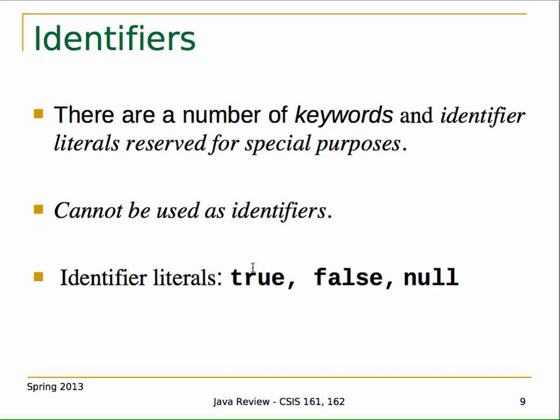Okay, and there are a number of keywords and identifier literals that are reserved for special purposes. For example, things like if. Right? You can't say int if, because if is a literal that's reserved for the if statement. So these things cannot be used as identifiers. You cannot use them as names. You cannot have a method that's called if. It'd be nice, but unfortunately you cannot do that. And there are identifier literals like true, false, null. These are all reserved as well.